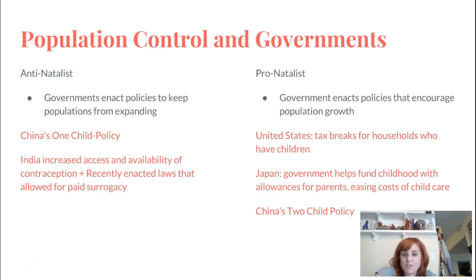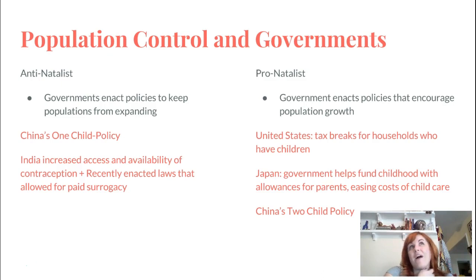Japan has worked to help fund childhood costs, since most people in Japan would argue, well, I'm not going to have another child or a child at all because I cannot afford to. They've done things where they help you pay for child care and child medical services and things like that to try and ease that, to encourage people to have children.